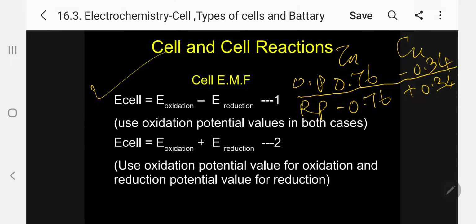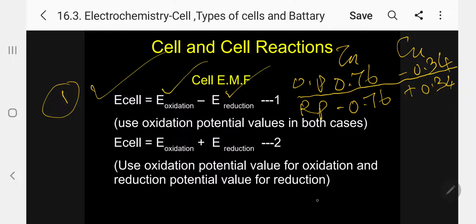The first method is E cell equal to E oxidation minus E reduction. Kindly follow. So in this case, please follow, my dear students. A lot of confusion will come and many teachers will confuse you. Don't confuse yourself. You follow my technique. First you take cell 1, first equation. E cell equal to E oxidation minus E reduction. So that you use oxidation potential value in both cases.